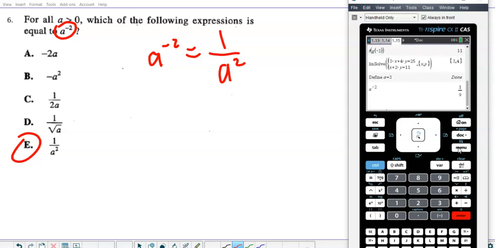It says 1/9. If I type in the answer choice that might match that, 1 over a squared, we think it should match it, right? It is also equal to 1/9. So you can see that those are equal. If you typed in one of the other ones, like negative a squared, it's not equal to 1/9. And so you could just keep typing them in. It's kind of a long way of going about it, but essentially letting your calculator do the work by plugging a value in. I like you to know that backup plan, even though you might not need it here.